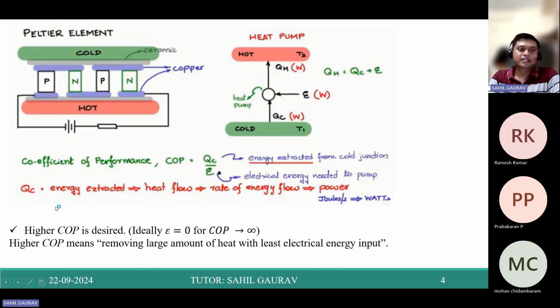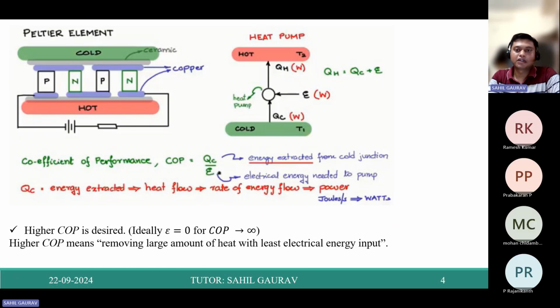This QC is the energy extracted from the cold body, and you can also call it heat flow. This heat flow you can write as the rate of energy flow, so you can also write it as power. So it is joule per second. That's why the unit of this energy extraction from the cold body, whatever the Q denoted here, is watt.